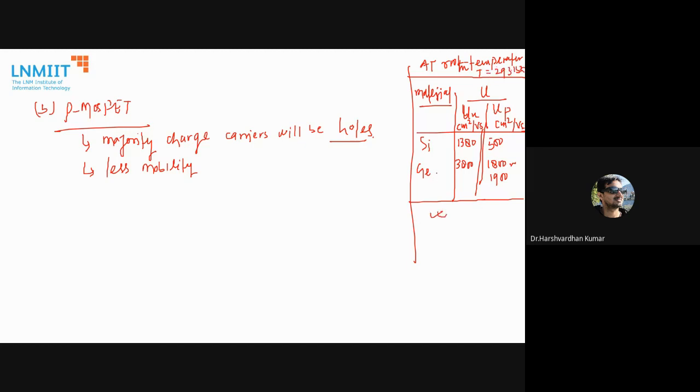So the mobility for silicon and germanium at room temperature: for silicon, electron mobility is 1380 and hole mobility is 500. For germanium, the electron mobility is 3800 centimeter square per volt second and hole mobility is 1900. So hole mobility is less. In n-type MOSFET the substrate is p doped. So what about the p MOSFET? The substrate will be n doped, the n-type substrate, negatively doped.